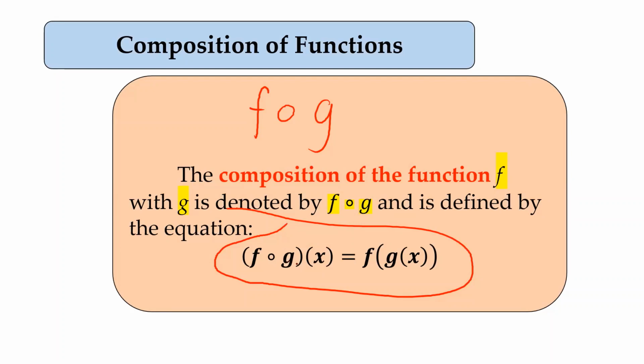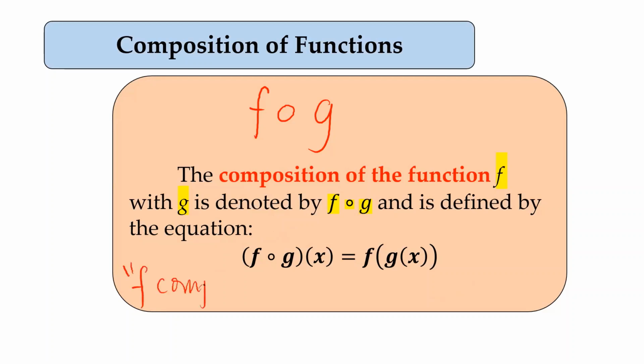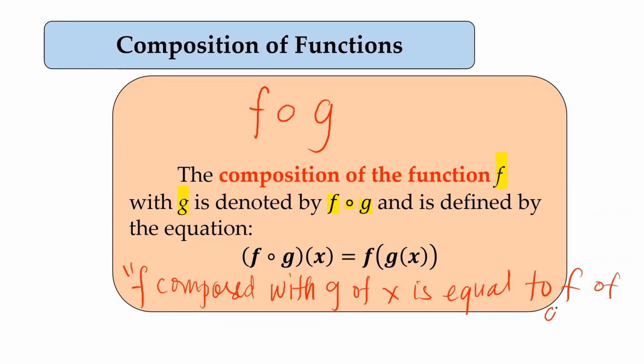F composed with G of X is equal to F of G of X. That means we will read it as F composed with G of X is equal to F of G of X. Again, we will read it as F composed with G of X is equal to F of G of X. So, F composed with G of X is equal to F of G of X.